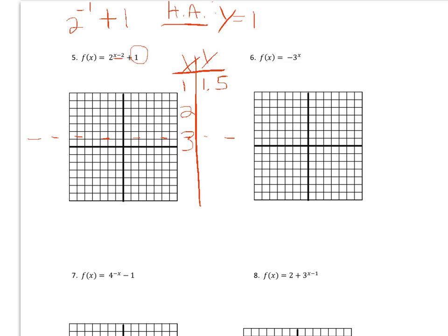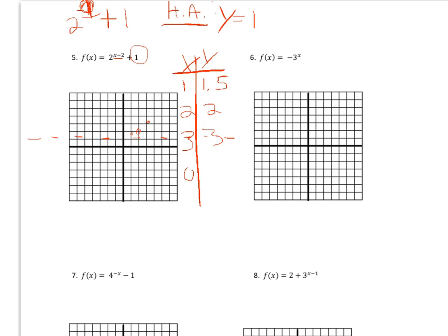Let's put in 2. If I get 2 minus 2, it's 2 to the 0. 2 to the 0 is 1. 1 plus 1 is 2. Okay, if I put in 3, 3 minus 2 is 1. I get 2 to the first, which is 2. 2 plus 1 is 3. So here you can see it's increasing. So at 1, I'm at 1.5, which is right here. 2, I'm at 2. 3, I'm at 3. So you can see how this goes up left to right.